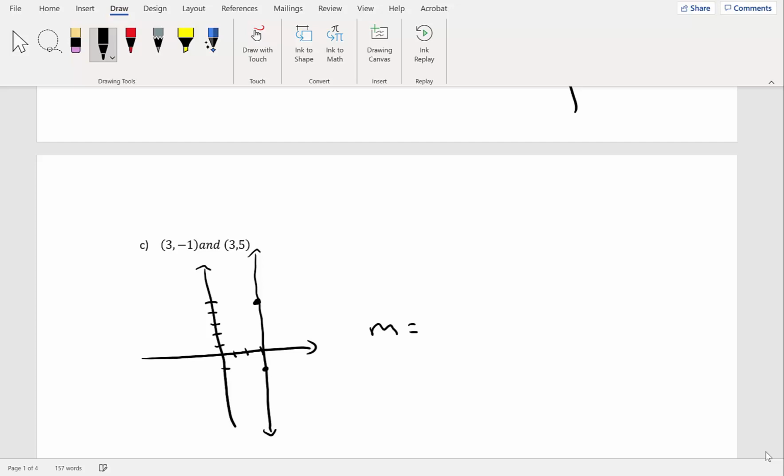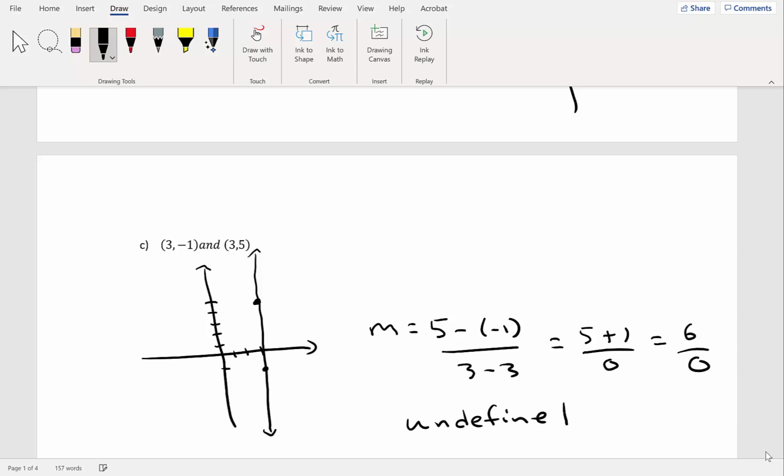So we have m is equal to 5 minus -1, all over 3 minus 3. So this changes into 5 plus 1 over 0, which gives us 6 over 0. Now, since we have 0 in the denominator, this indicates 6 divided by 0. Whenever you are dividing by 0, this is undefined. So the slope for this line is actually undefined. And as a matter of fact, whenever your slope is undefined, what that indicates is you have a vertical line.